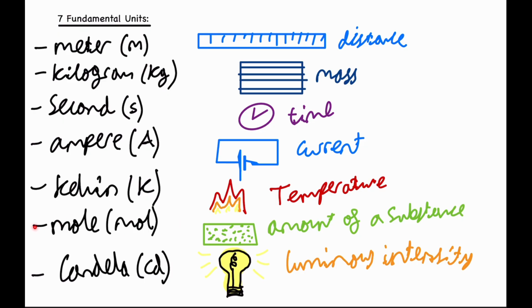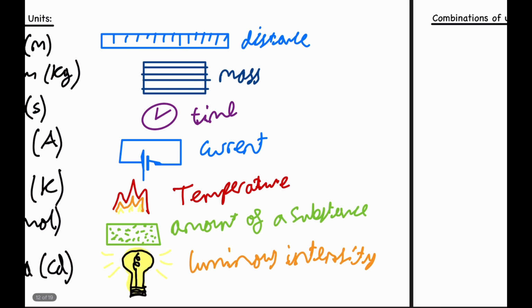And the mole is another fundamental unit, where you can't really explain the number of particles in a thing with anything else other than the number of particles themselves. And the same for the candela. So these are the fundamental units. There's 7, and you cannot break these down any further. Now let's move on to combinations of units.